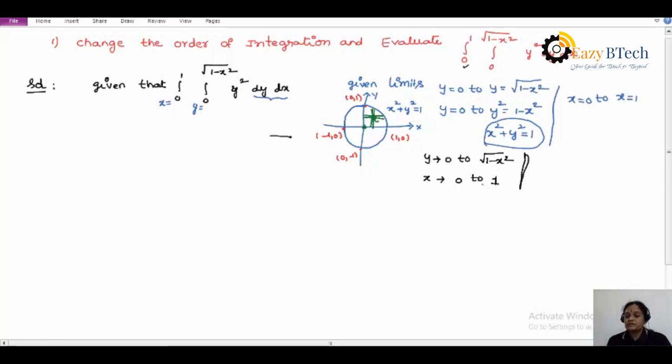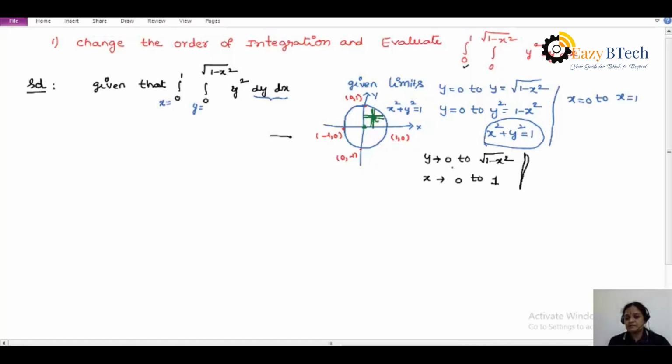And now using the order of integration topic, we have to change that to x in terms of y, that means x limits as functions of y and y limits as constants. For that purpose, what you have to do here, see here, 0 is there and 0 to root of 1 minus x square is there. At first substitute the x values in the y limits.